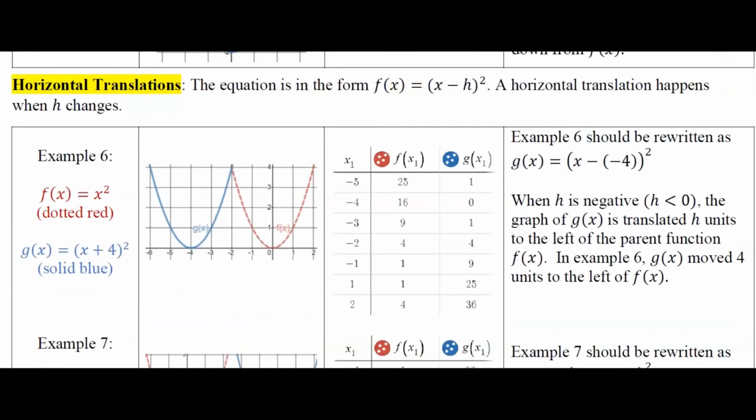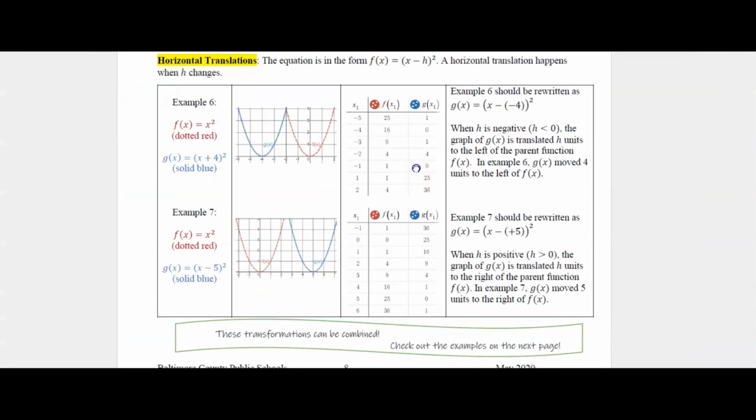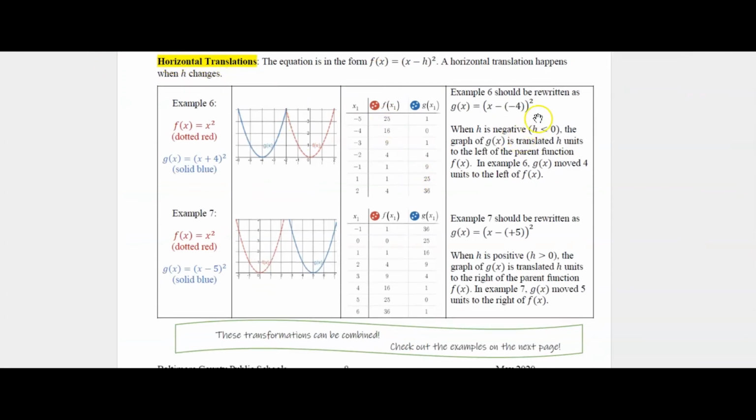The only thing that I want to bring to your attention about horizontal translations is that sometimes it's necessary to rewrite the function so that I can know exactly what the value of h is. So in this example, g of x was the quantity x plus 4 squared. But if you remember, I was looking at the transformation in the form the quantity x minus h squared. So I had to rewrite my function as g of x equals the quantity x minus negative 4 squared so that I could see that h was negative and it moved the graph to the left.